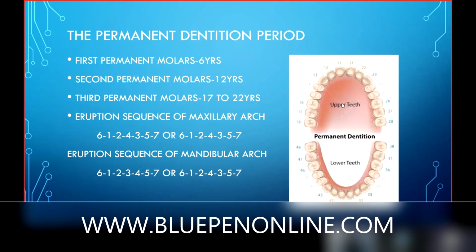Then there's the permanent dentition period, where the first permanent molar erupts at 6 years, the second permanent molar at 12 years, and the third permanent molar at 17 to 22. The eruption pattern in the maxilla is 6, 1, 2, 4, 3, 5, 7. In the mandible, it is 6, 1, 2, 3, 4, 5, 7 or 6, 1, 2, 4, 3, 5, 7. Either the canine can come before the first premolar or after the first premolar.